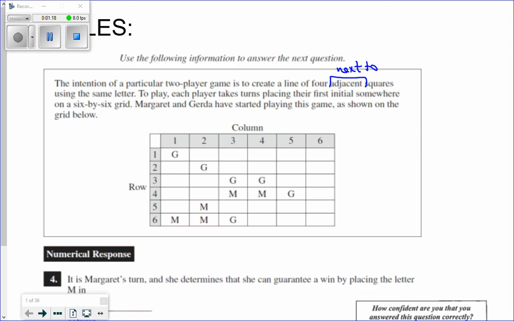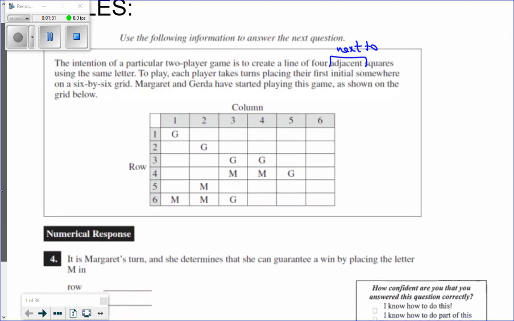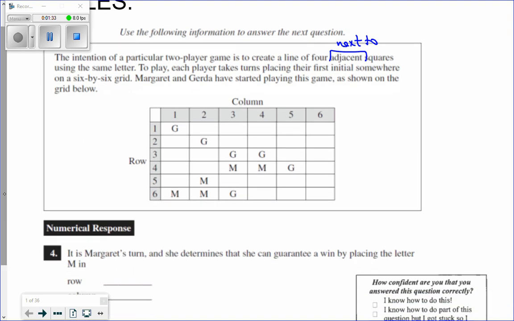It is Margaret's turn, and she determines that she can guarantee a win by placing the letter M where? Where should she place a letter M to guarantee herself a win? Now it's 4 in a row, 4 in a line. So, okay, it's not 4 in a square. So if you're thinking it's this, then you have 4 in a square. No, it's 4 in a line. Where should she put herself so that she guarantees a win?